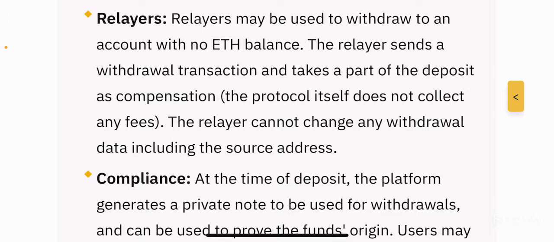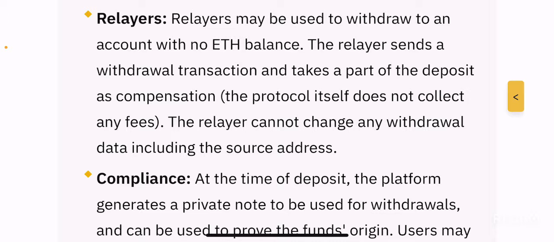Again, relayers are basically another component of Tornado.cash, which can be used to withdraw to an account with no ETH balance. So if there is no ETH balance in an account, you can use the relayer feature in order to withdraw funds to that account. The relayer sends a withdrawal transaction and takes a part of the deposit as compensation.